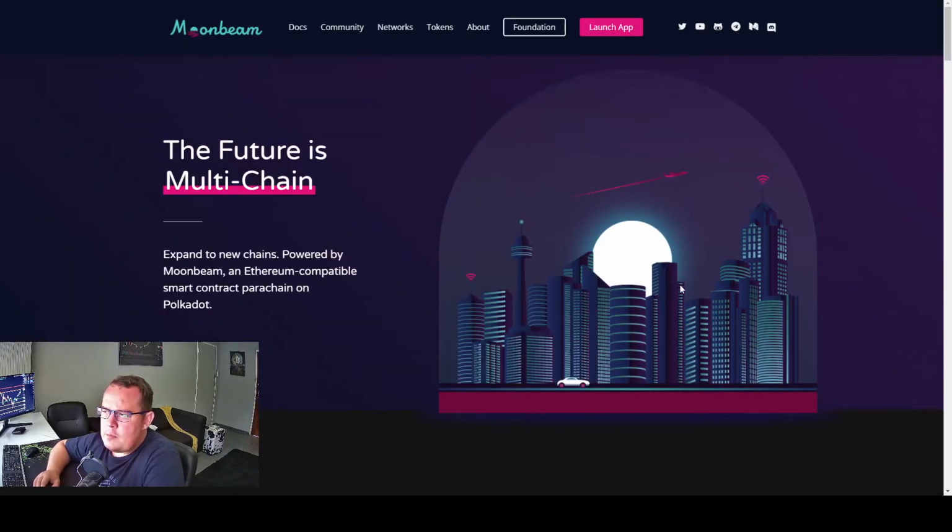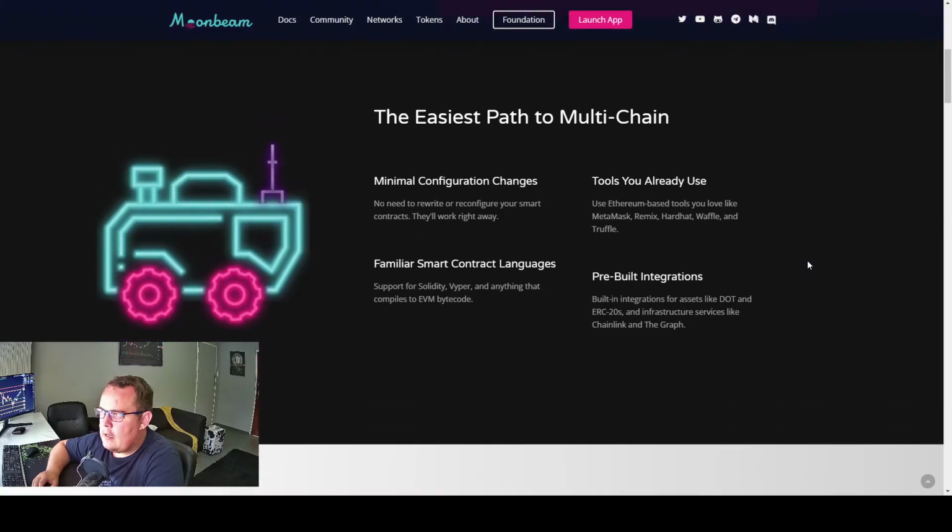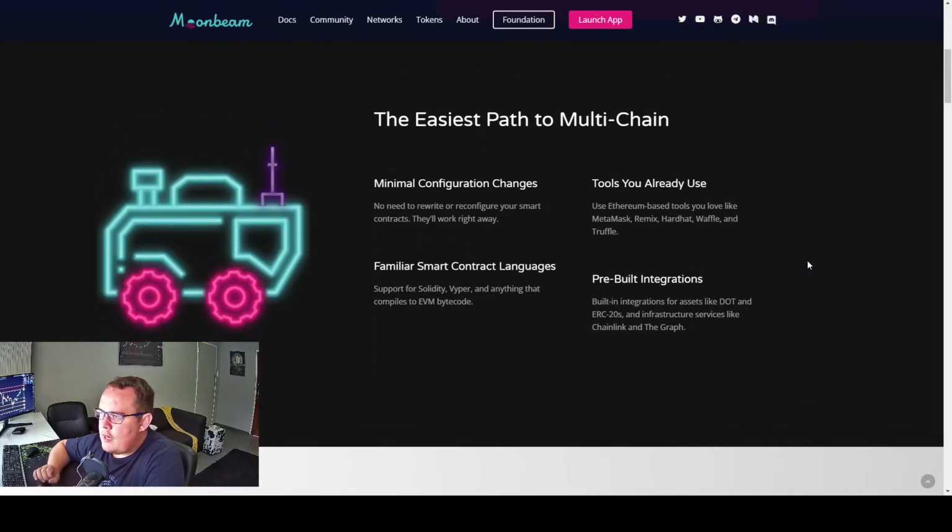The future is multi-chain. Expand to new chains powered by Moonbeam, an Ethereum-compatible smart contract parachain on the Polkadot network. The easiest path to multi-chain, minimum configuration changes. No need to rewrite or reconfigure your smart contracts. They'll work right away. Tools you already use: use Ethereum-based tools you love like MetaMask, Remix, Hardhat, Waffle, and Truffle.